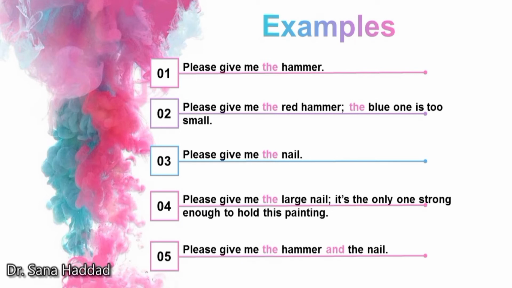So in all these examples, the word the shows that we're talking about something specific. So in the first example, when I say, "Please give me the hammer," I'm talking about the hammer, not the screwdriver. In the second example, the word the is used to indicate the red hammer, not the blue one. In the third example, the word the is used to indicate the nail, not the hammer. In the fourth example, the word the is used to indicate the large nail and not the small one. And in the fifth example, the word the is used to indicate the hammer and the nail, not the screwdriver.